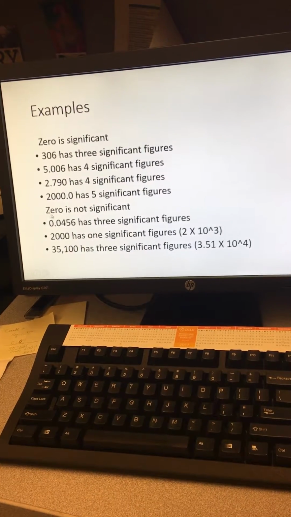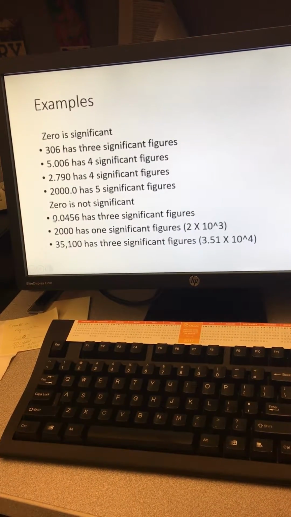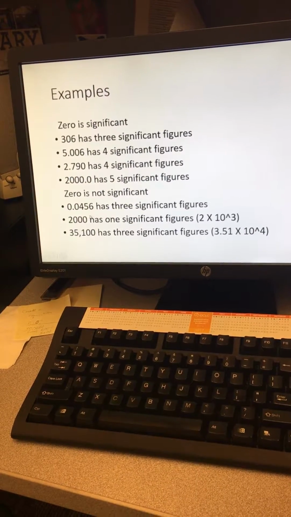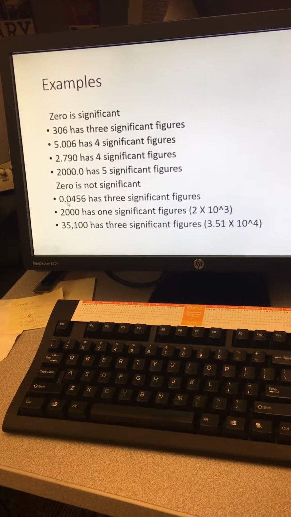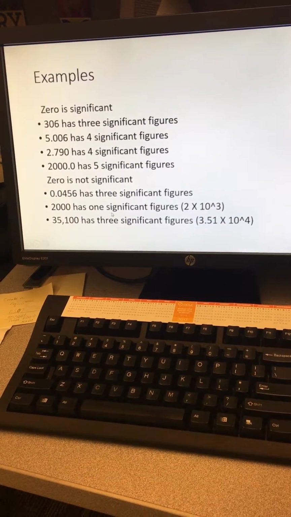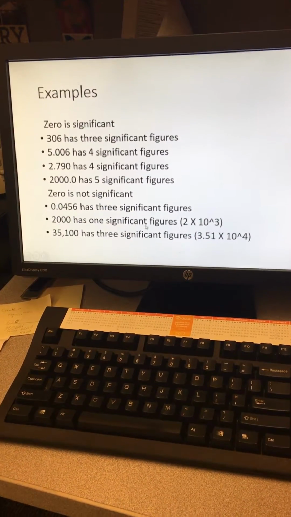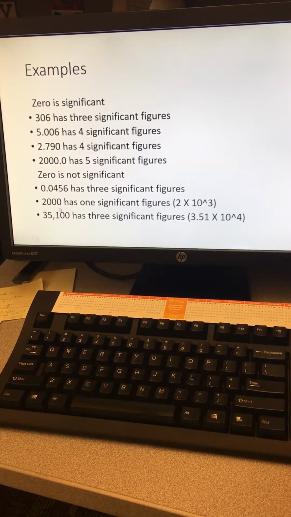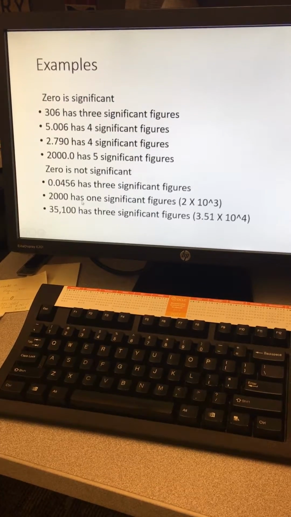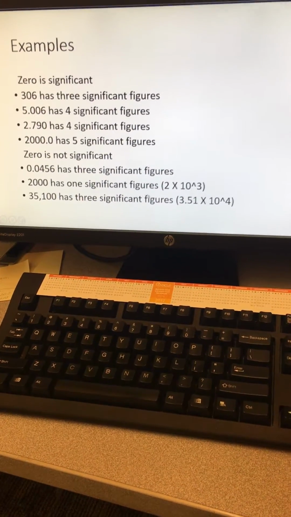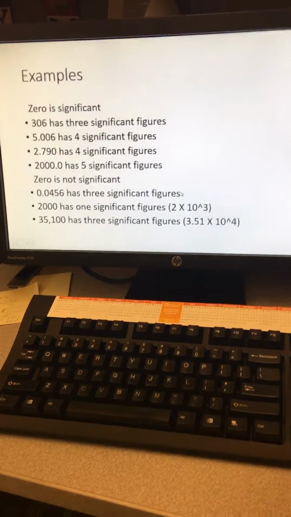We look at when 0 is not significant. 0.0456 has 3 significant figures. Why? Because this 0 is used to fix the decimal place. And then if we look at this one down here, 2000 has only 1 significant figure because it can be used in scientific notation as 2 times 10 to the third. Same goes for 35,100. It has 3 significant figures because it can be expressed in scientific notation as 3.51 times 10 to the fourth power.